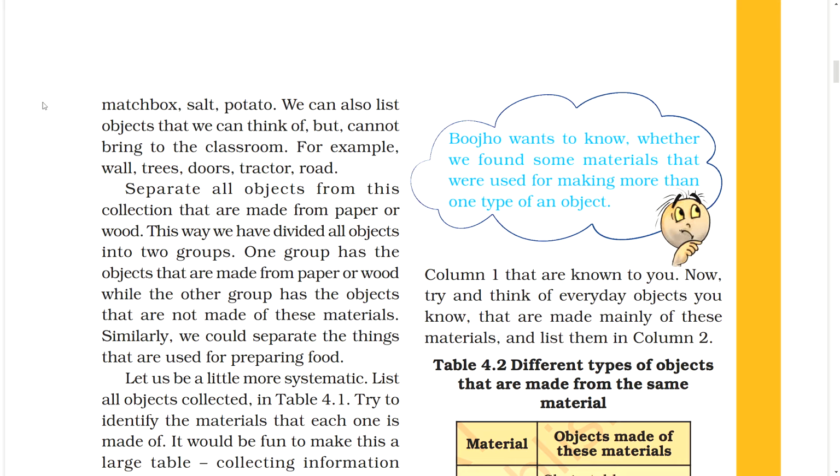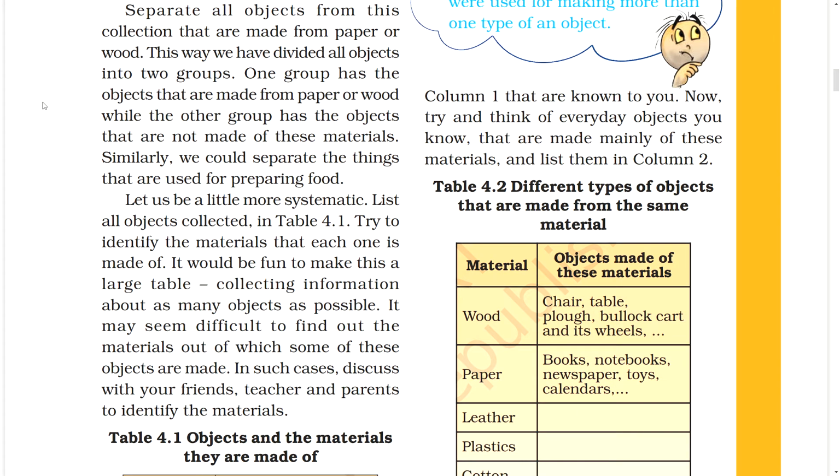Let us be a little more systematic. List all objects collected in a table. Try to identify the materials that each one is made of. It would be fun to make this a large table, collecting information about as many objects as possible. It may seem difficult to find out the materials out of which some of these objects are made. In such cases, discuss with your friends, teacher, and parents to identify the materials.